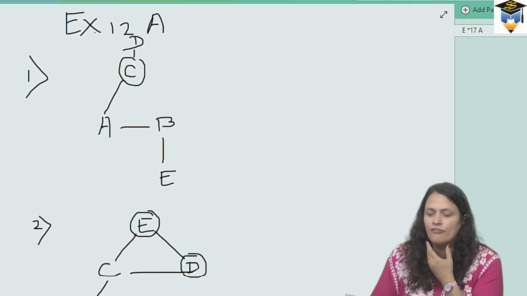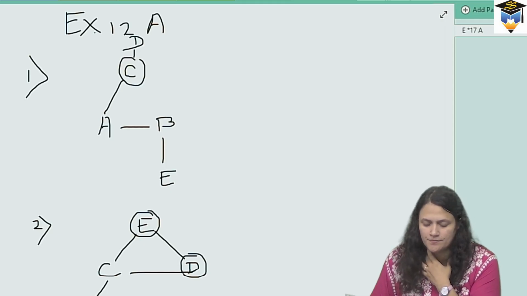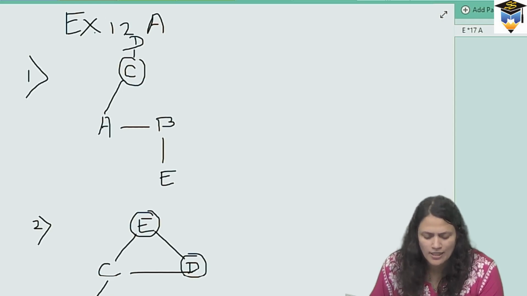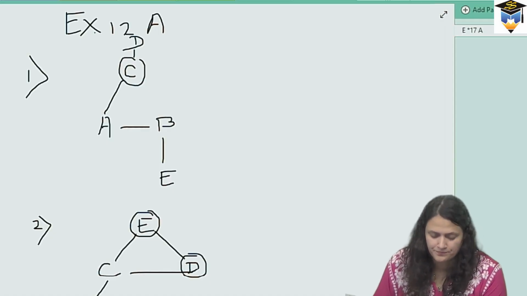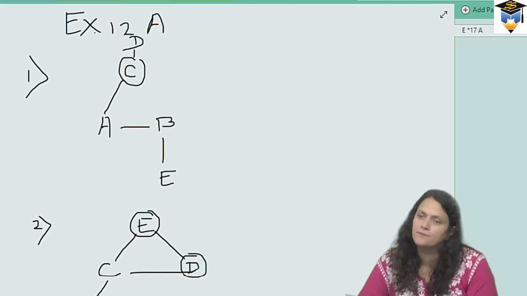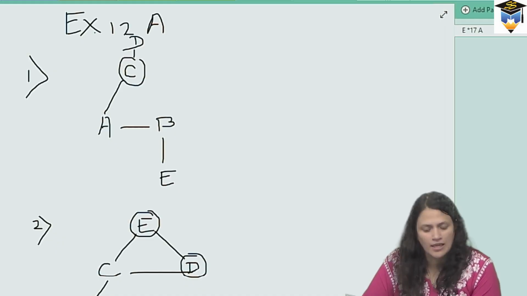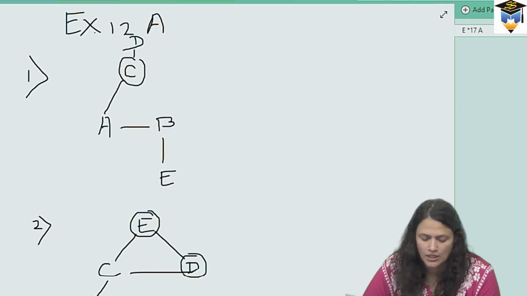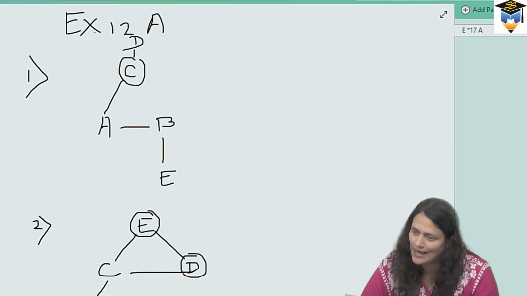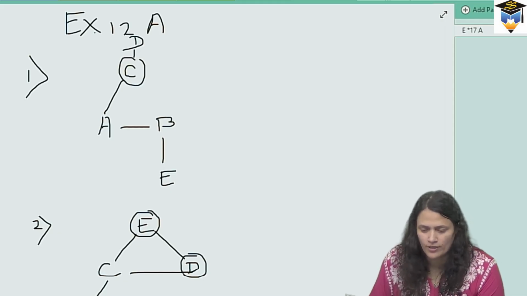So B is dash of E. How is B related to E? B is the granddaughter of E. Option B. Not great granddaughter, just granddaughter. A is the correct option. Now let us go to the third one.